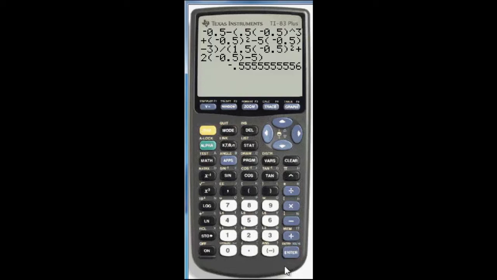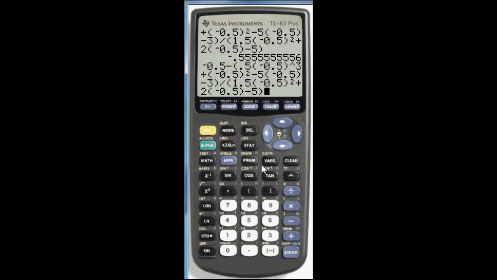So hit second enter. Now any place you have a negative 0.5, which was our first guess, let's go back and let's enter in this first value from the first iteration, our second guess per se. Go to second, and then just above the negative sign is answer. We want to replace the negative 0.5 with answer, so hit answer. Now we'll need to delete this extra stuff here. Now do the same thing for every one of the negative 0.5s.